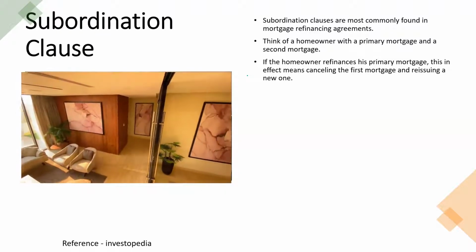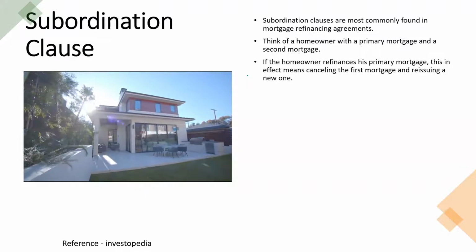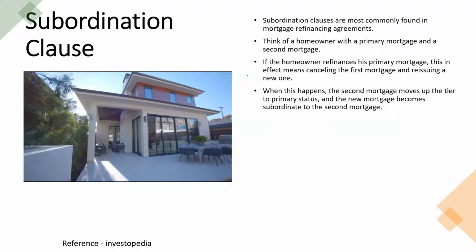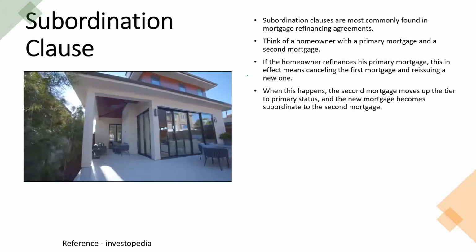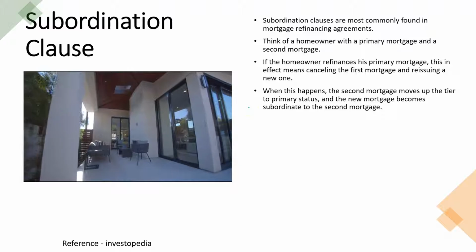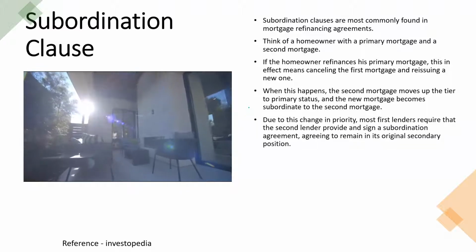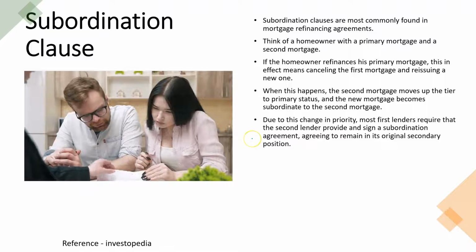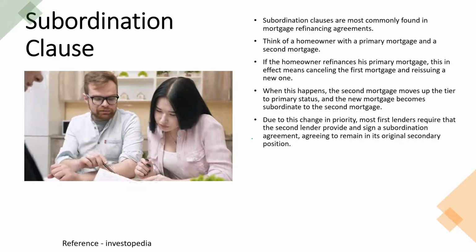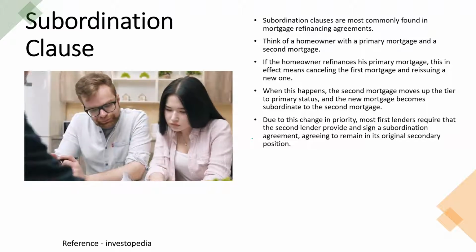You're basically ending one agreement and starting another with the refinancing. What does that do to the ordering of first and second in the event that there's a default on the payment? When this happens, the second mortgage moves up the tier to the primary status, and the new mortgage becomes subordinate to the second mortgage. Due to this change in priority, most first lenders require that the second lender provide a signed subordination agreement agreeing to remain in its original secondary position.